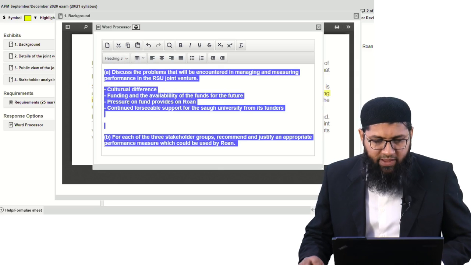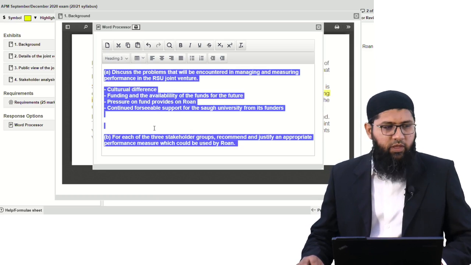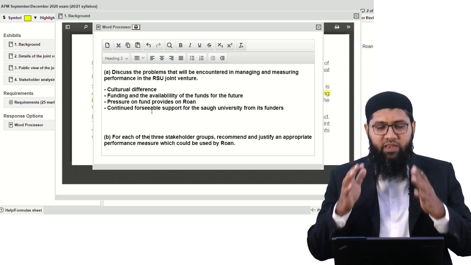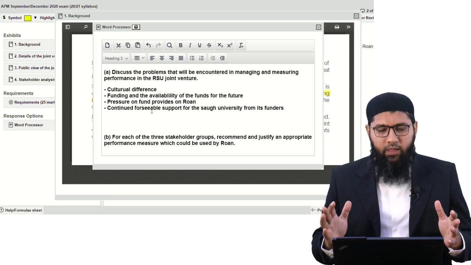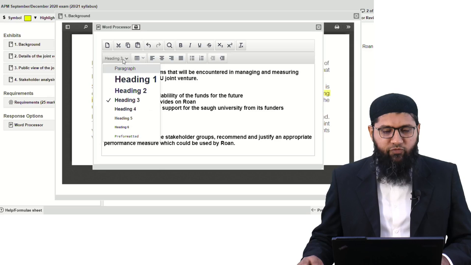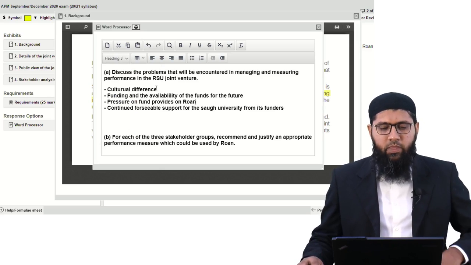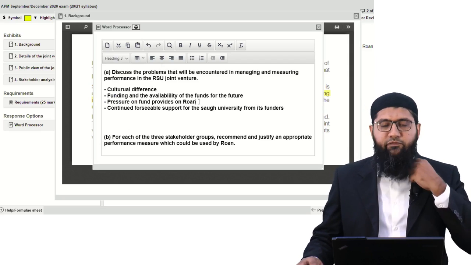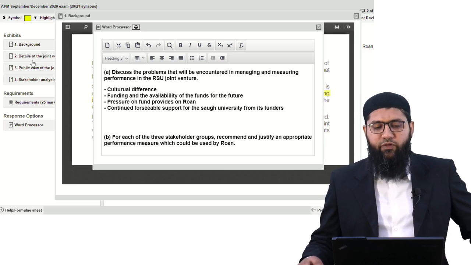Okay, I got feedback yesterday that the writing that I do is not easily visible. So in order to make it easily visible, I'm writing in larger text. I've converted this formatting to heading 3. That is what I'm doing now. So the differences are the cultural differences, the funding and the availability of the funds for the future, funding pressure on Roan, and continued foreseeable support for Seoul University.